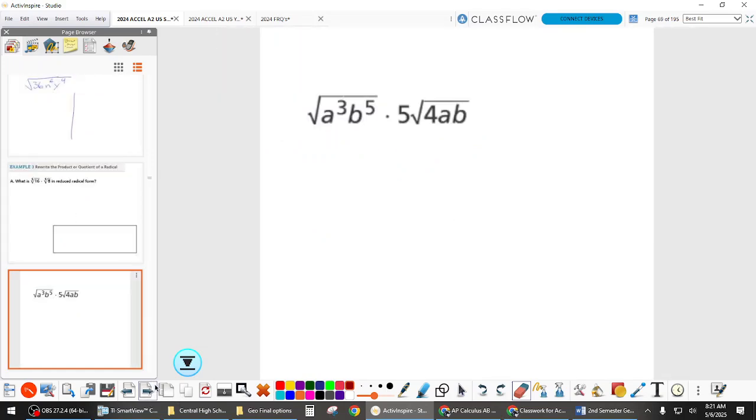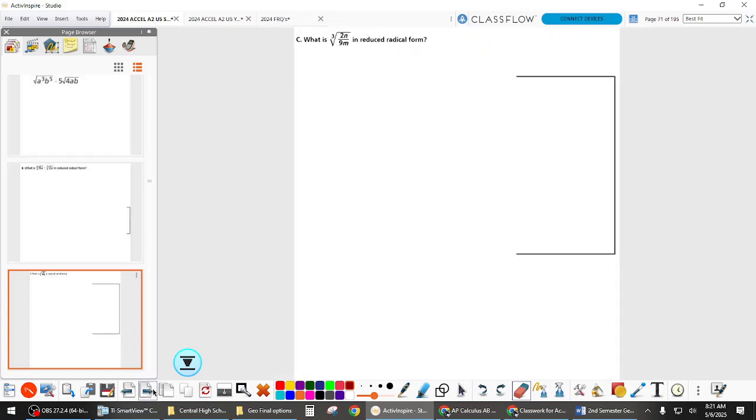Anyway, so reduced radical form is going to involve multiplication. So how do we multiply radicals and then simplify? Or simplify, multiply, simplify again. Okay? It's also going to involve some division ones, like this. That one's really small.